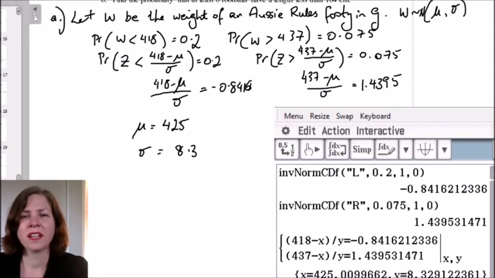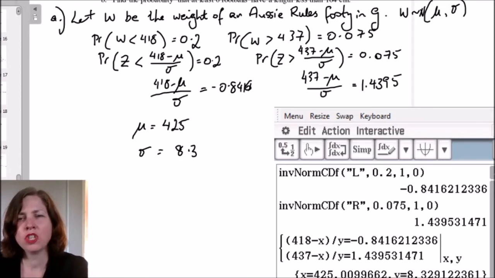Actually, given that we're dealing with grams, whilst I was writing that, I thought, no, I'm not going to write 8.329. I think 8.3 grams is accurate enough for measuring footballs. So I've got 425 is my mean value and 8.3 is my standard deviation.